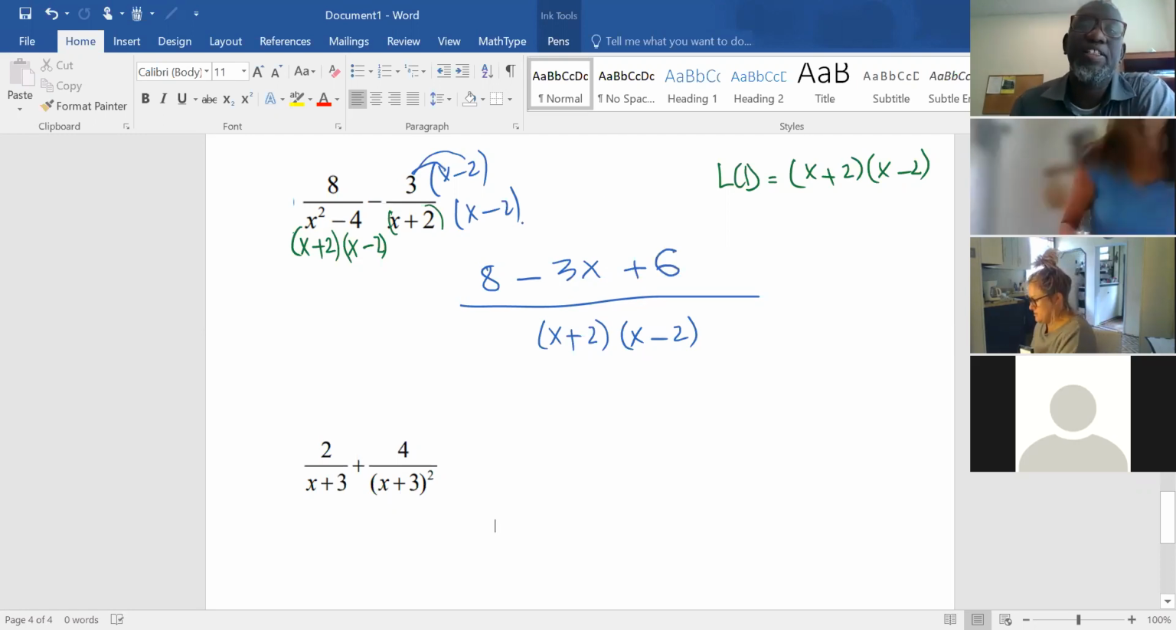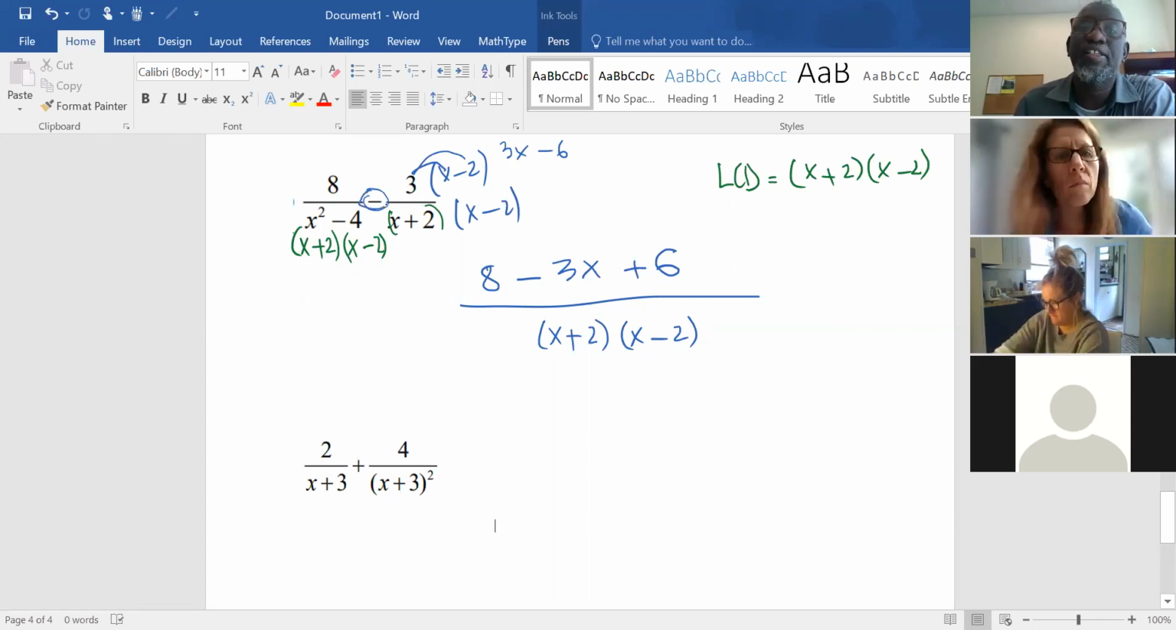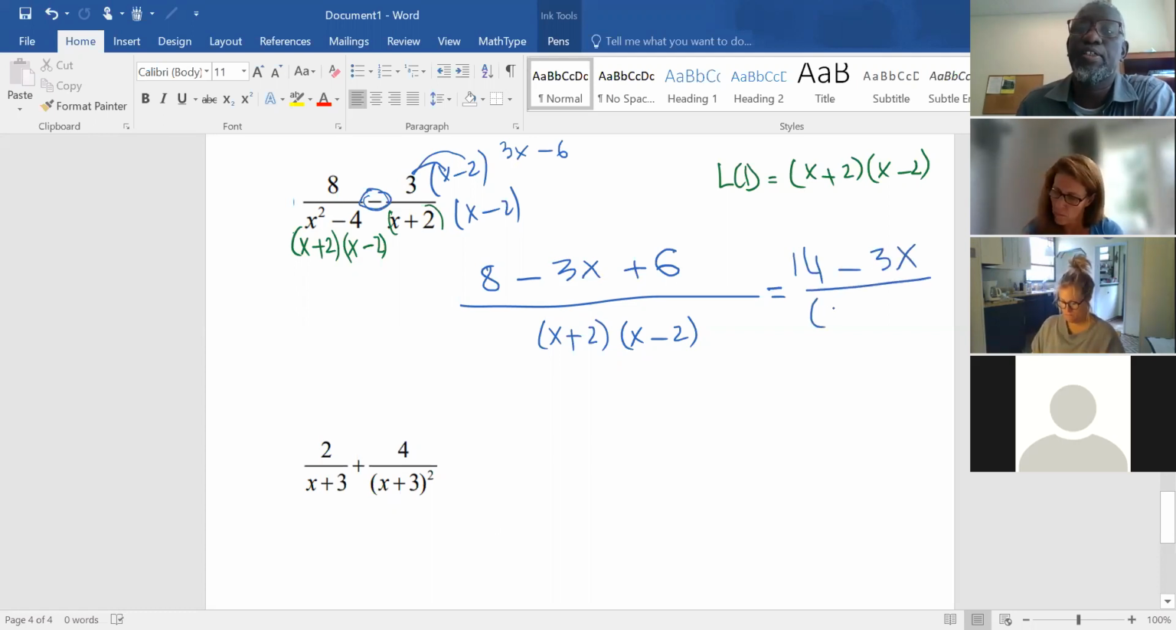You see here the minus here. I would pay attention. You're almost right, but I would pay attention to the minus sign here, because when you distribute here, you get 3x minus 6. I agree with you, right? But look at the negative sign here. The negative sign will affect everybody. It's going to be minus 3x plus 6, right? Yes. So which becomes 14 minus 3x over x plus 2, x minus 2.